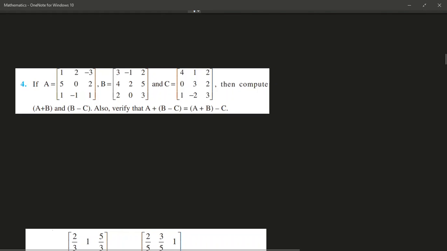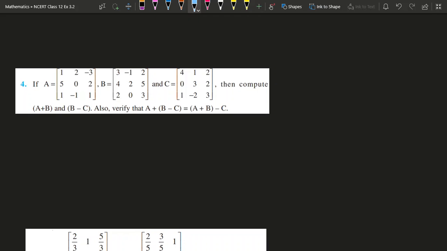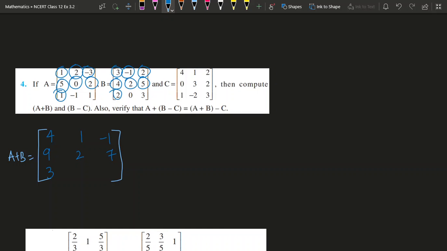A plus B. So you're adding element-wise the matrices A plus B to get their sum. So 1 and 3 give you 4, 2 and minus 1 gives you 1, minus 3 and 2 gives you negative 1, 5 and 4 gives you 9, 0 and 2 gives you 2, 2 and 5 gives you 7, 1 and 2 give you 3, negative 1 and 0 give you negative 1, and 1 and 3 give you 4. Okay, so we have figured out the sum.